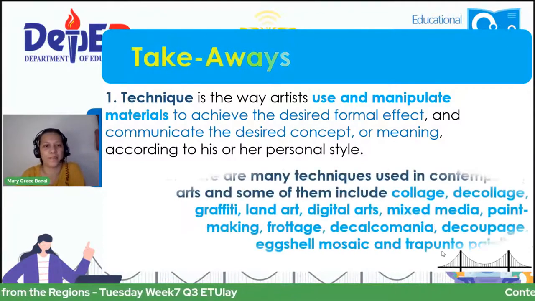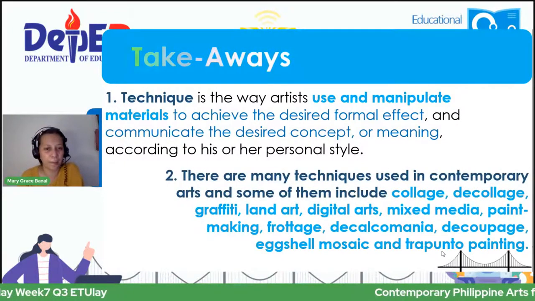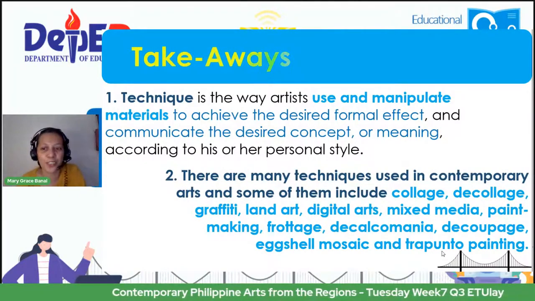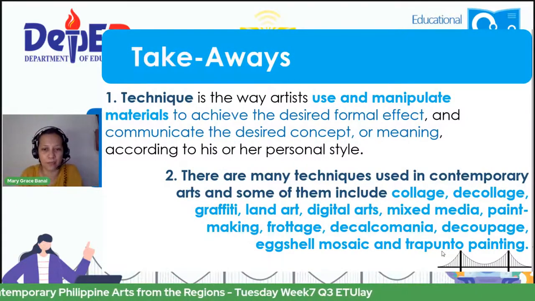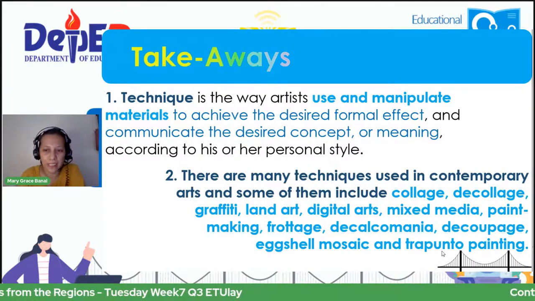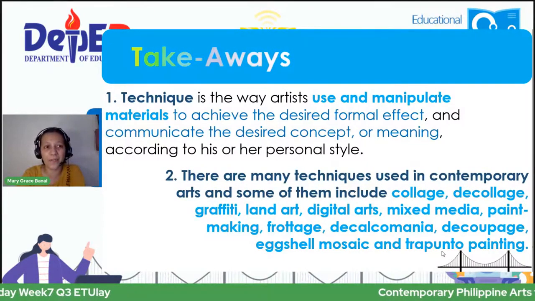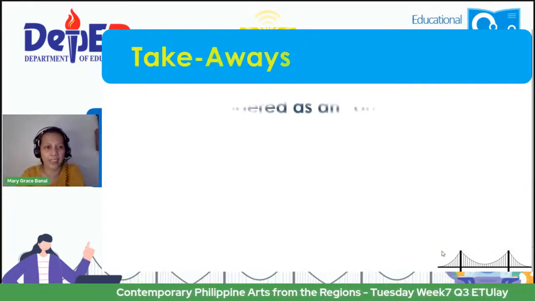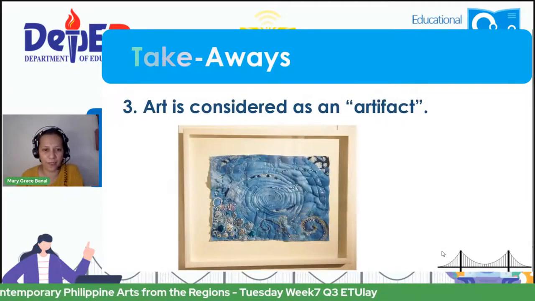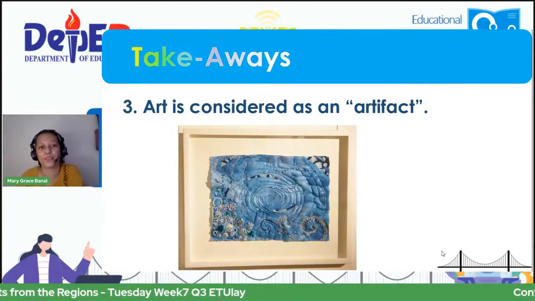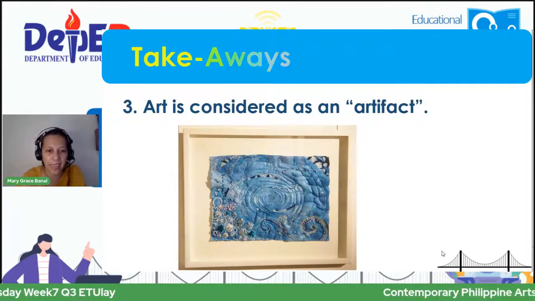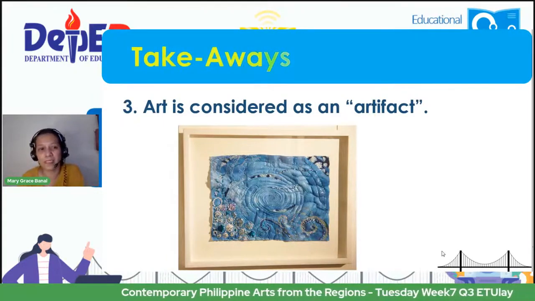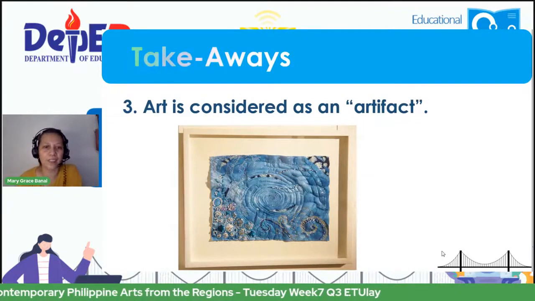Takeaway number 2. There are many techniques used in contemporary arts, and some of them include collage, decollage, graffiti, etc. up to Trapunto Painting. So ito yung diniscuss natin a while ago. The 12 techniques na common ngayon sa mga contemporary artists. And then finally, we also learned that once we experience art, once we perceive art, it is considered an artifact. So here's another example of Trapunto painting. So as you can see, it's a textile na tinahian ng mga beads, buttons, and pieces of glass.